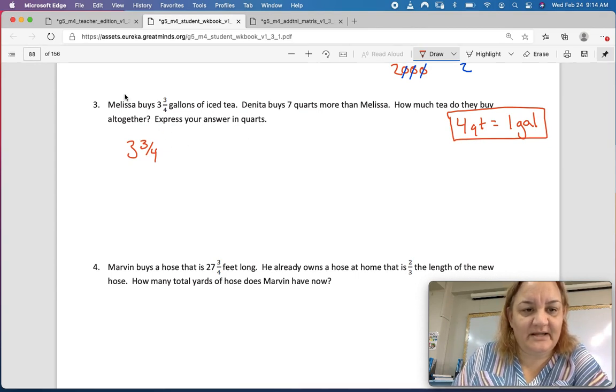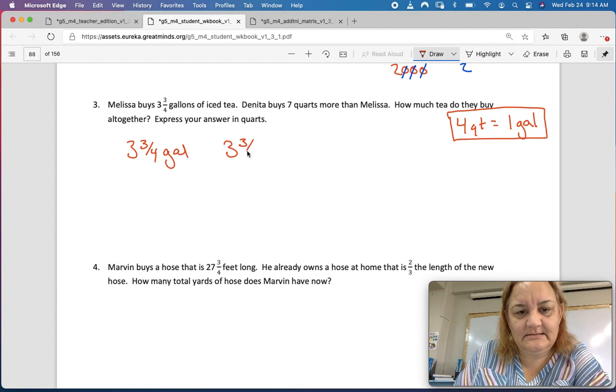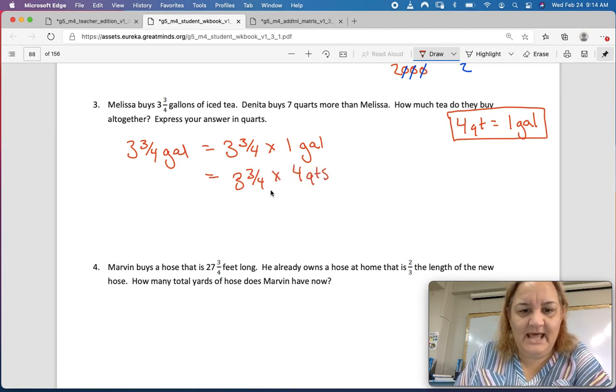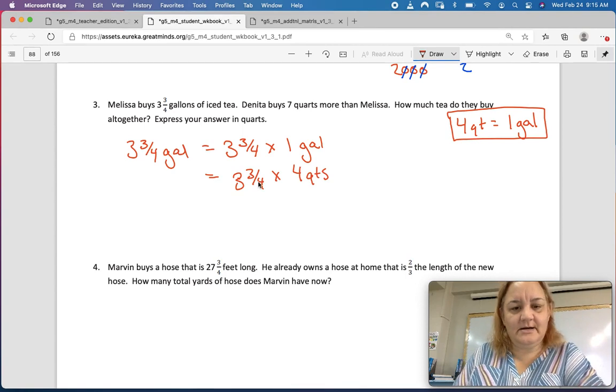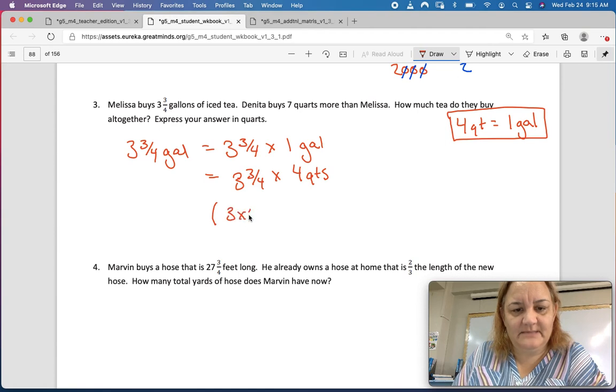So, first of all, we're going to convert what Melissa bought into quarts. Okay, so 3 3/4 gallons equals 3 3/4 times 1 gallon. And you know that 1 gallon equals 4 quarts because we just did that. 3 3/4 times 4 quarts. And distributive property. Okay, 3 times 4 plus 3/4 times 4, right? I just multiplied the 4 times the 3 and then the 4 times the 3/4, right?